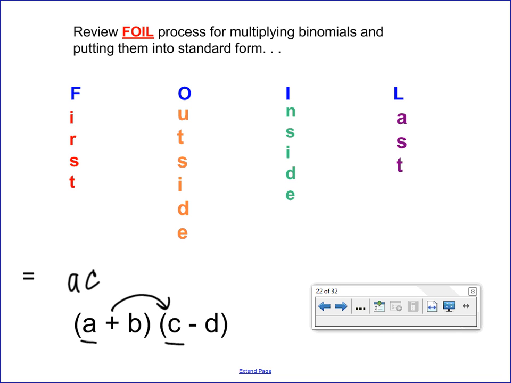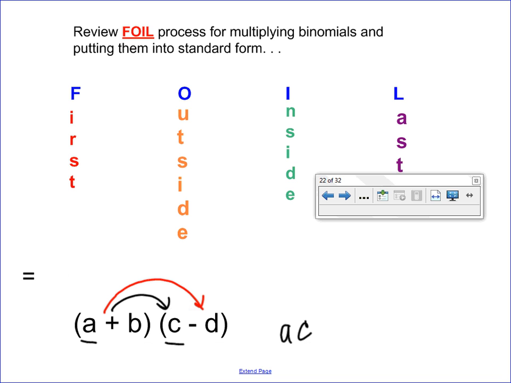My outside, O in FOIL, would be the product of the outermost terms. In this case, that would be a times negative d. I'm going to do this over here, so I've got some space here. I'm going to do that over here, and I'm going to get minus AD. There's my O.